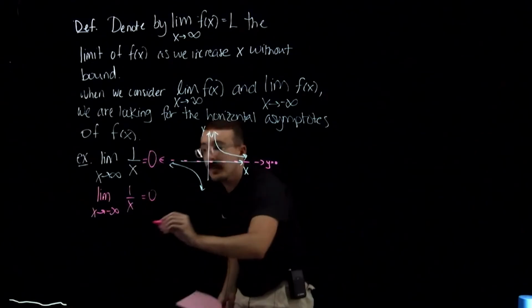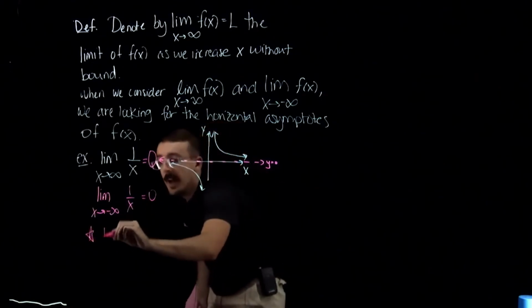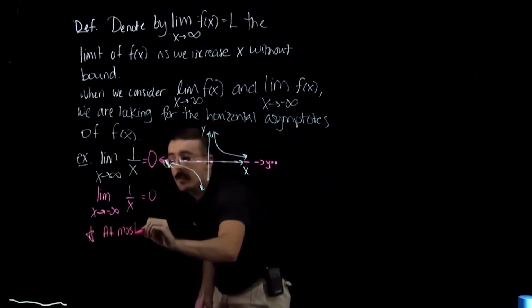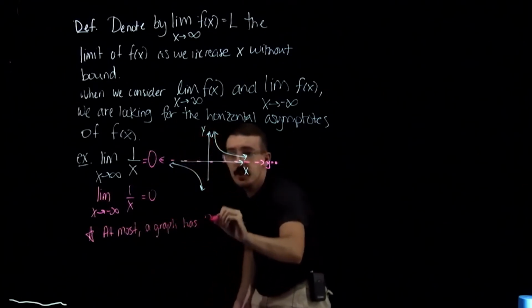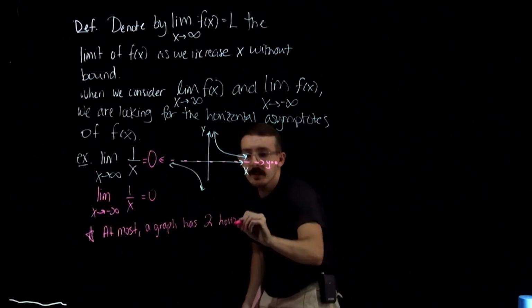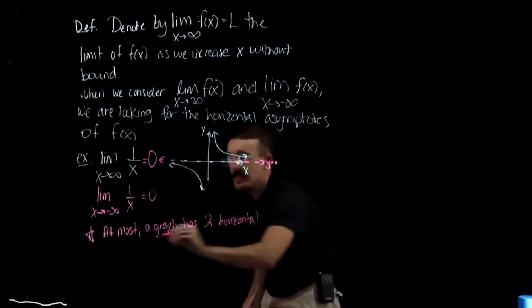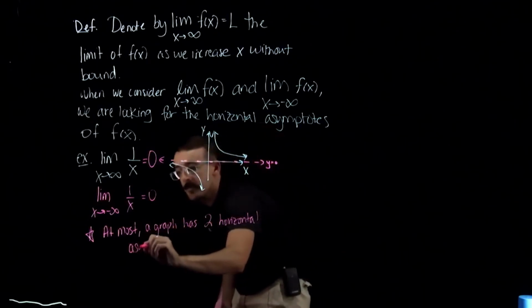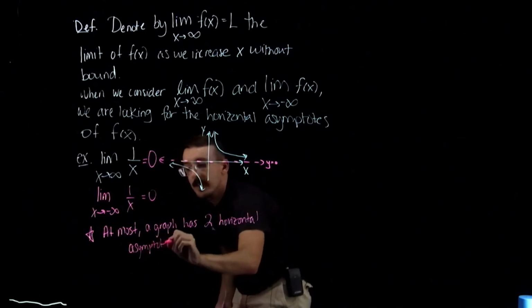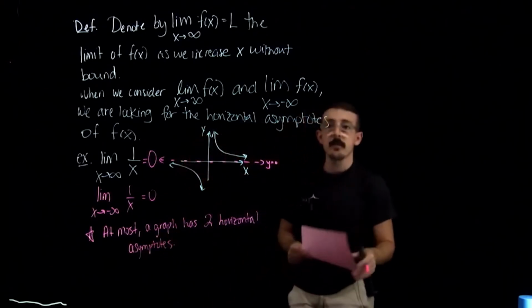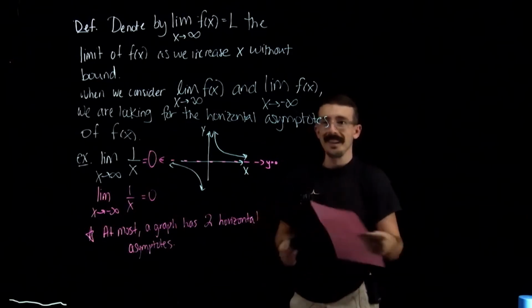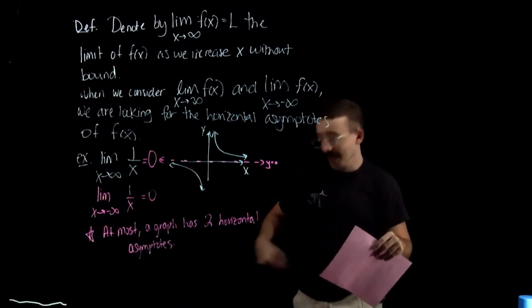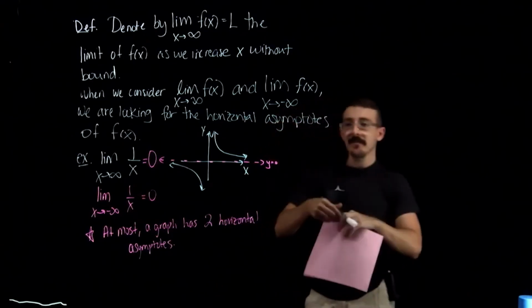In fact, I'm going to tell you right now that at most, a graph has 2 horizontal asymptotes. That's the most it can have for a real graph in the real plane. So I guess I'll just tell you that right now. It's not in my notes. I just thought of it right now.